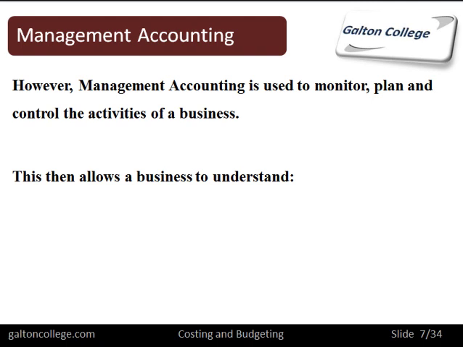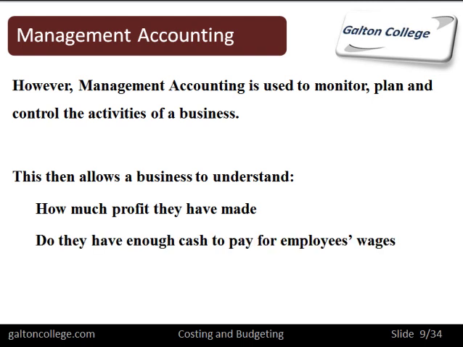Management accounting is used. It allows the business to understand how the profits have been made. Management accounting, in monitoring and planning and controlling the activities of the business, in looking at the figures that underline the whole internal process of the business, enables management to figure out where profits are being made, where are the high profit centers within the business, and also to ensure that they have enough cash to pay the employees' wages and all of the other essential payments, for example, services, electricity, gas, transport, and so on.